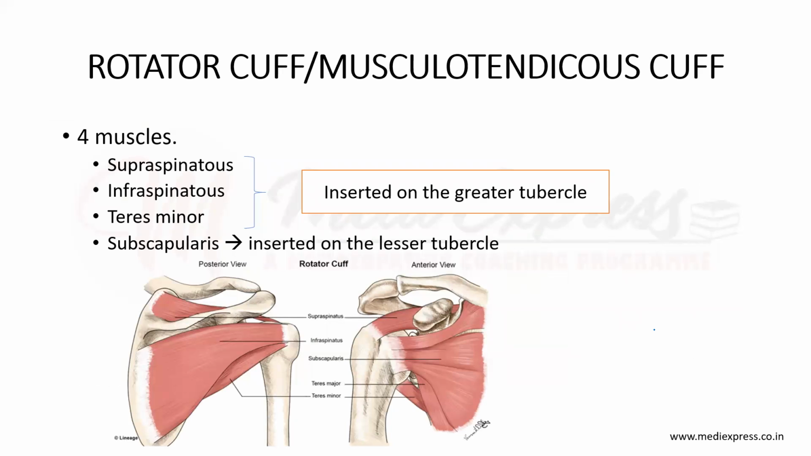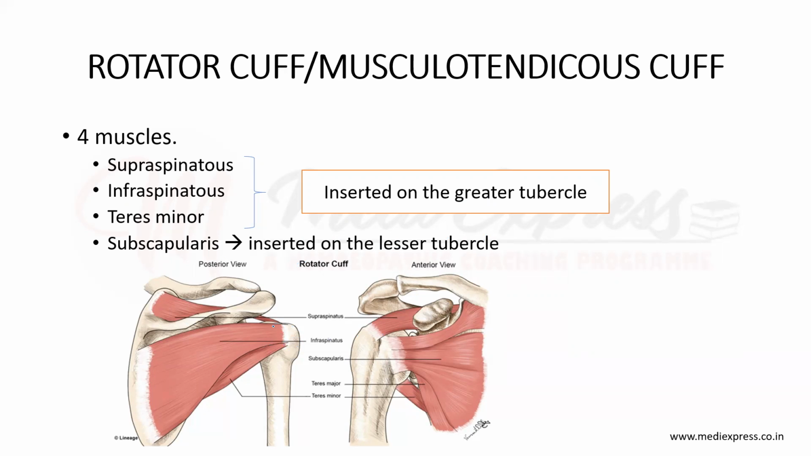So the next one is the rotator cuff, or the musculotendinous cuff. For this, you need to remember four muscles. One is the supraspinatus muscle, one is the infraspinatus muscle, and teres minor. Remember, all these are inserted into the greater tubercle of the humerus. But one more muscle is subscapularis. It is inserted to the lesser tubercle.